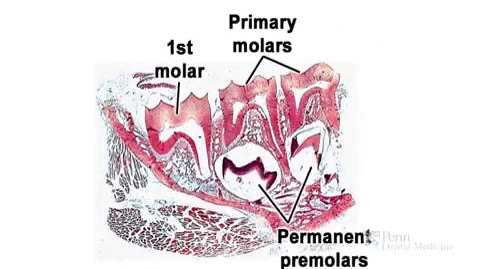This is a great histological section which shows us different stages of tooth development. We're now highlighting the primary molars that are currently in the mouth and the first permanent molar that has erupted behind it. Underneath the primary molars, we can see the permanent premolars developing.